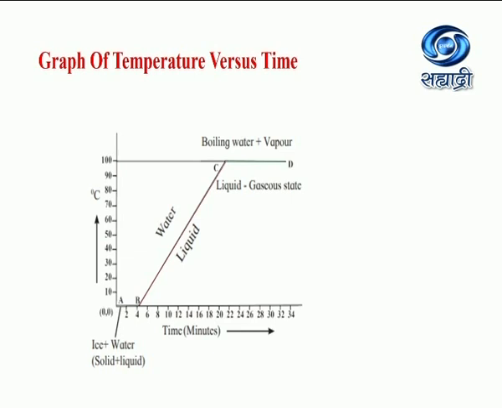The line BC represents rise in the temperature of water from 0 degrees Celsius to 100 degrees Celsius. At 100 degrees Celsius, water starts converting into steam and the temperature remains the same till all water is converted into steam. The constant temperature at which liquid transforms into gaseous state is called the boiling point of the liquid.